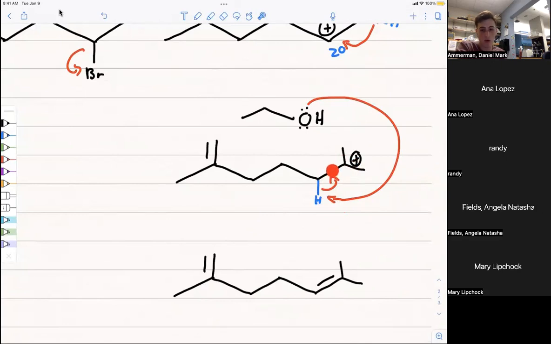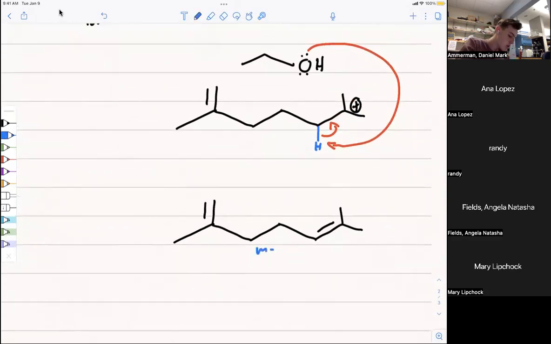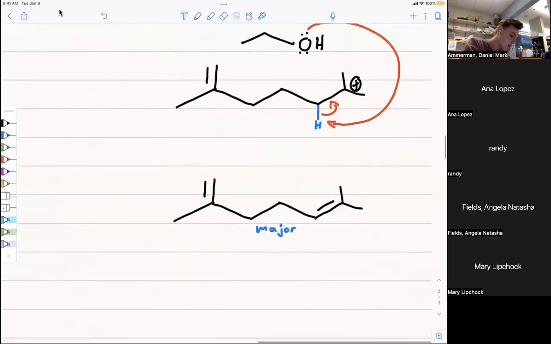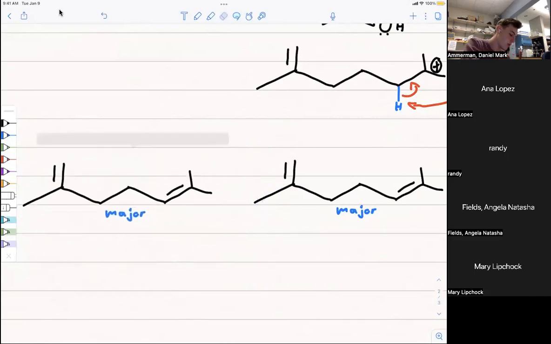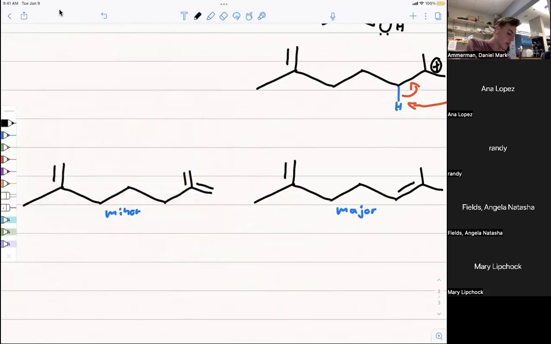A, I promise you she won't take off points if you do a hydride shift. It's not necessary as long as you're forming the same product. And 2, now we're forming different minor products. Here, this is the major. And the minor, if you went with Zaytsev's rule, would be this, as well as your other minor product would be almost the same thing, but a double bond there instead.